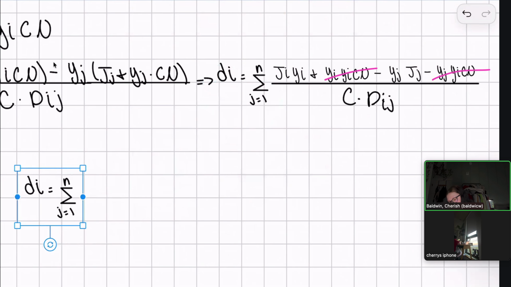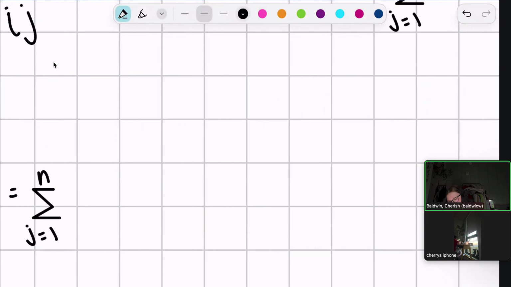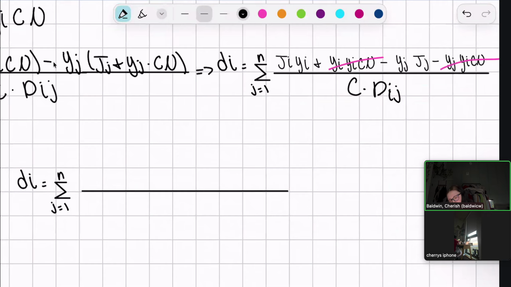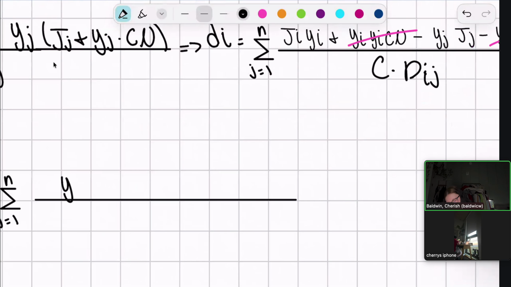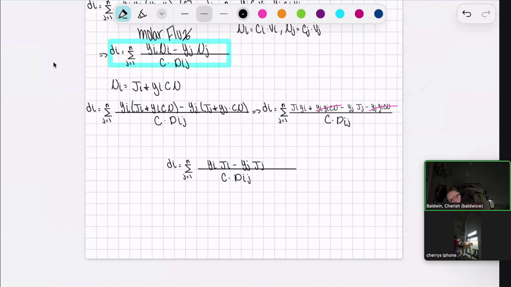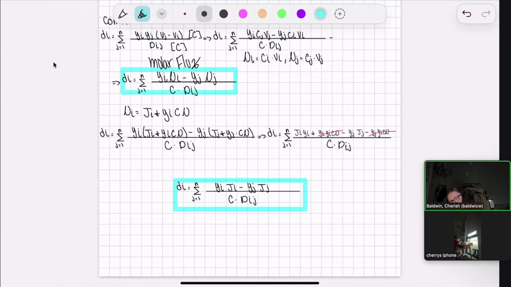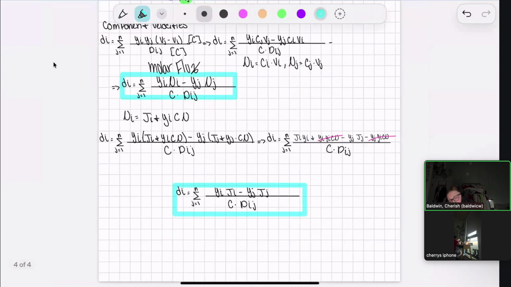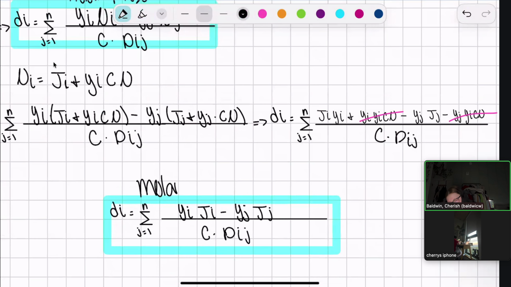is the mole fraction of I times the diffusive flux of I minus the mole fraction of J times the diffusive flux of J over the concentration times the diffusive constant of I and J. And there we go, and that is the Maxwell-Stefan equation in molar diffusive flux.